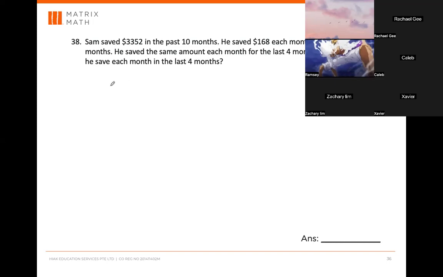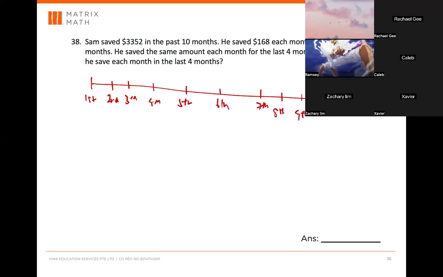I think students get confused, right? So you know there's a total of 10 months. Okay, so I have first month, 1, 2, 3, 4, 5, 6, 7, 8, 9, 10. So they told you, the question says that he saved 168 each month for the first 6 months. That means from here to here, every month is 168.